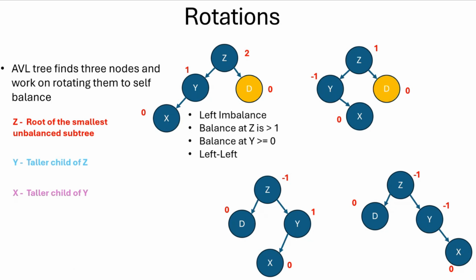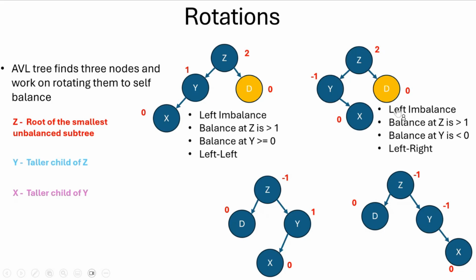Now in this case, if we delete the node D, the balance at Z becomes 2. It means Z became unbalanced because of its left subtree. That's why Y is the left child of Z. And for Y, the height on the right subtree is more, right? That's why it is left-right. So how do we check here? Balance at Z is greater than 1, it means it is left imbalance. But balance at Y is less than 0, it means it is heavier on the right side. That's why it is left-right.